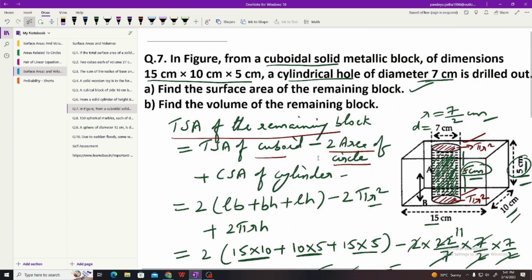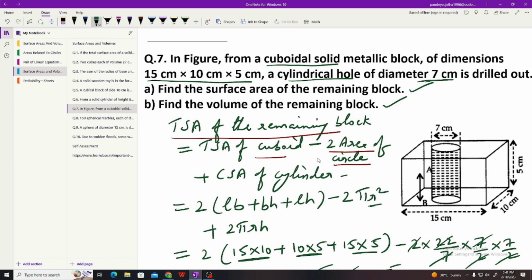So we need to find the volume of the remaining block. So to find the volume of the remaining block, here we are going to subtract the volume of cylinder from the volume of cuboid. This portion, the cylindrical portion, is being removed. So from the volume of the cuboid, we are going to subtract the volume of cylinder. So that will be the volume of the remaining block.